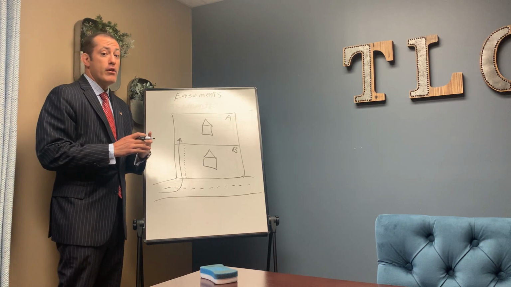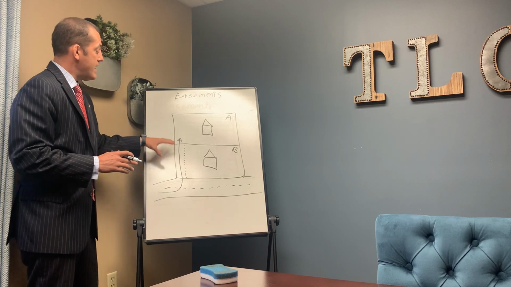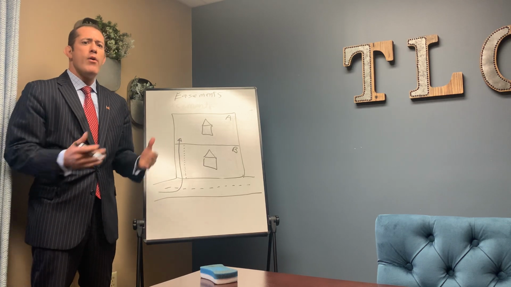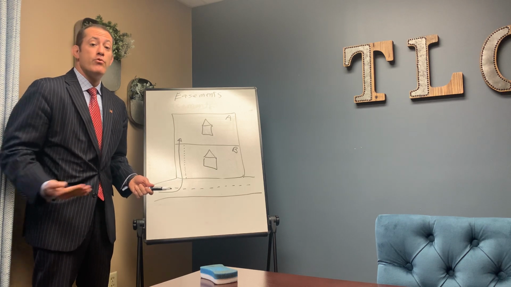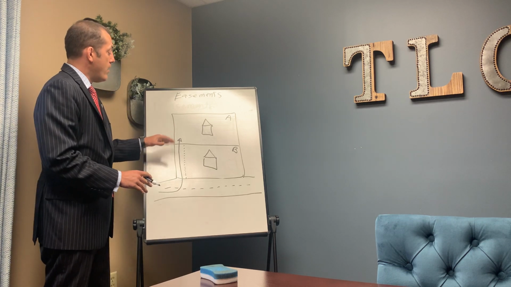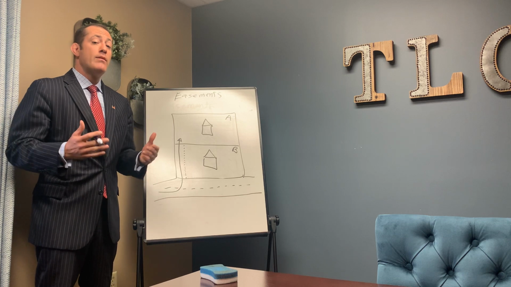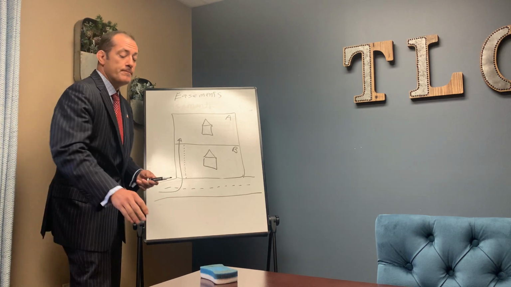You can have vehicular ingress and egress. So the easement agreement would set forth how it can be used. It may say you can't park cars on there, but you can drive cars over it. So the particulars of what's granted would be in the actual easement agreement.